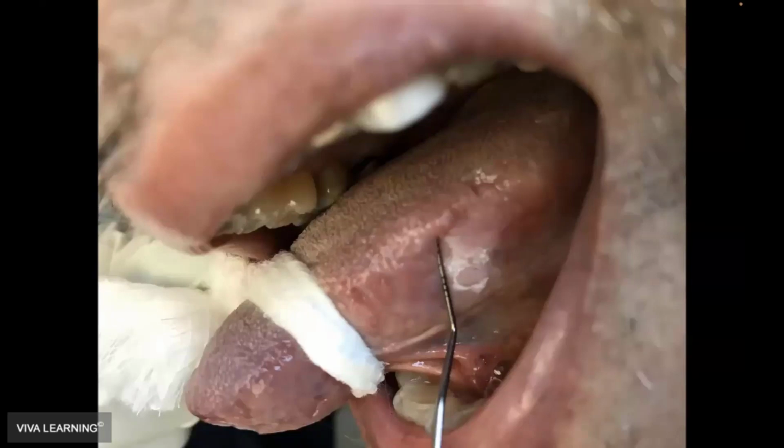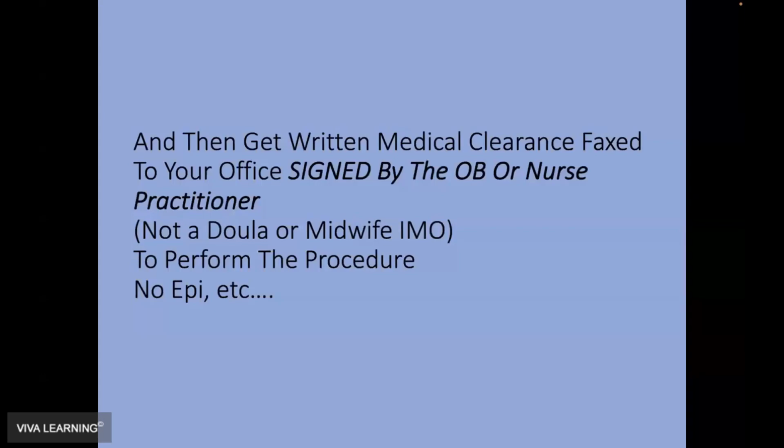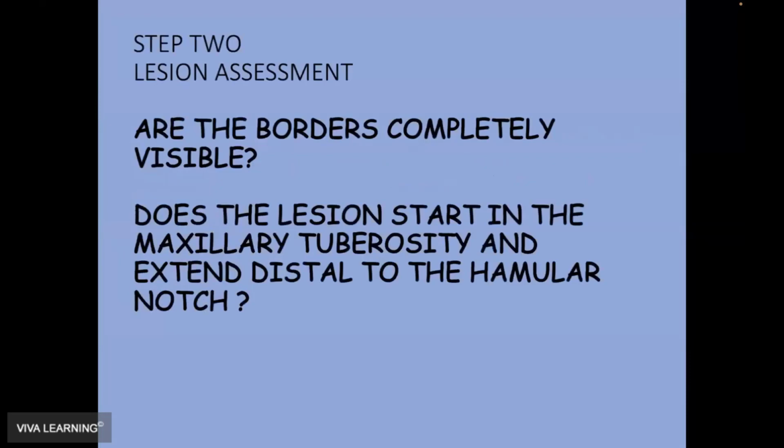You're going to take the perio probe horizontally and vertically so you know the length and the width of this lesion, so that you can tell when you take another photo 2 weeks later, has it grown or not, because you have your ruler in the field, the perio probe. And get written medical clearance faxed to your office, signed by the OB or by the nurse practitioner. In my opinion, not from a doula or midwife. That's my opinion, but you have to feel comfortable to perform the procedure. No epinephrine, etc., etc.